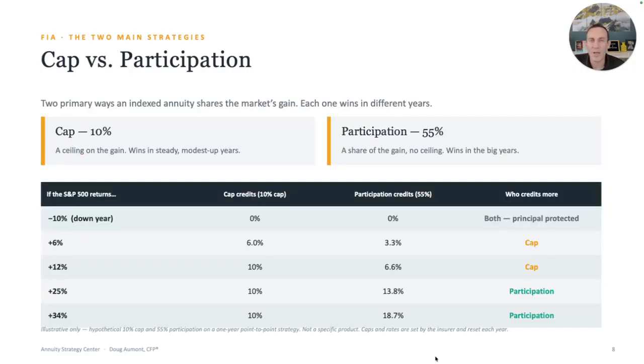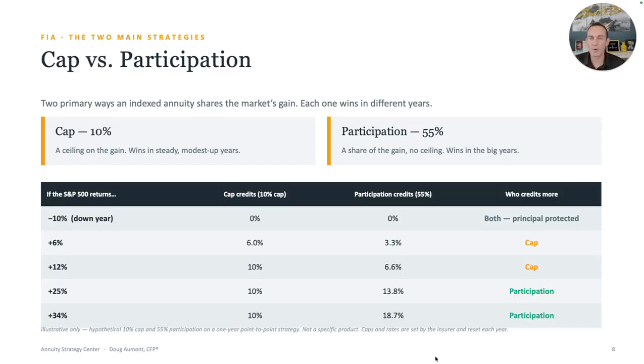All right, we've talked about this a couple of times here, a cap rate and a participation rate. Let me break them down side by side for you. A cap rate is the ceiling. Think of it as the max rate of return that you can receive. Whereas a participation rate doesn't cap how much you can receive. What it does is it gives you a piece. A question I often get is, well, which one's better? So we'll look at a side-by-side hypothetical so you can see which strategy wins in which market environment.